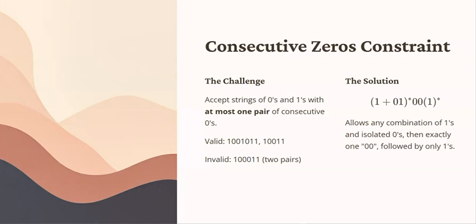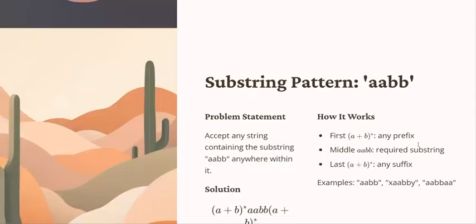Here we look at the solution. We can write the regular expression for this problem as follows: (1 + 01)*. We can have a 1 or either 01 followed by 0 or more times, followed by one pair of consecutive zeros, followed by any number of 1s. If we take a 0 here, we will get 3 consecutive zeros, which is not valid for our question. This allows any combination of 1 or isolated zeros and a 1, then exactly 00 followed by only 1s.